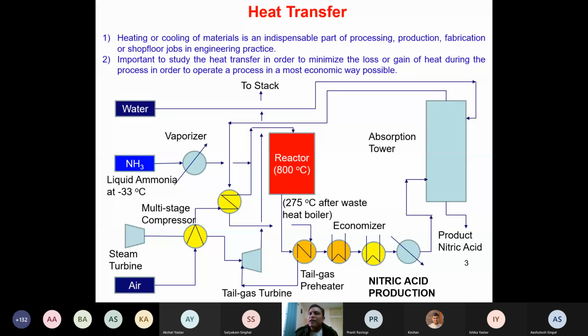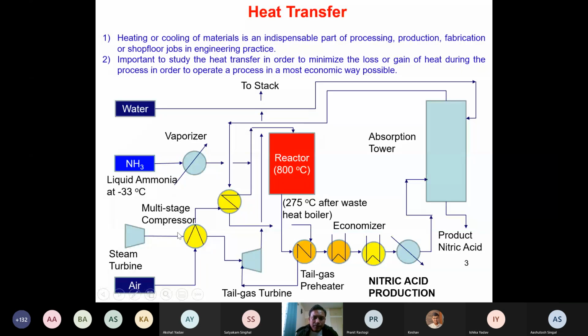So water and air can be taken at the ambient temperatures. So how is the nitric acid produced? First, the ammonia which is stored at -33°C in a liquid state is vaporized in a vaporizer. In the vaporizer, steam is used to vaporize the ammonia to a vapor, gaseous state. Then this gaseous ammonia is mixed with the compressed air, and this mixture of the compressed air and the ammonia is then fed to the reactor.